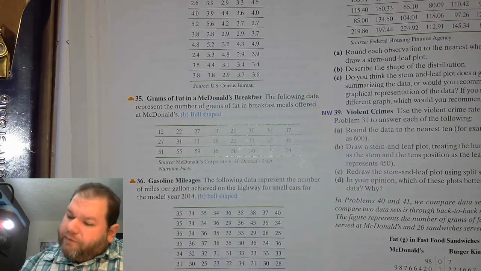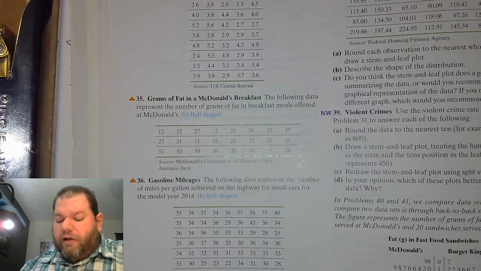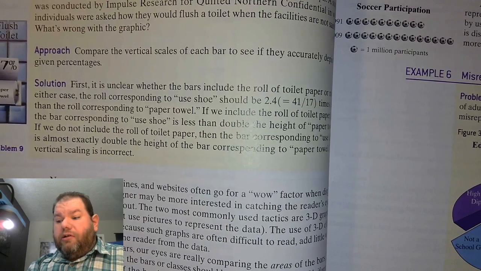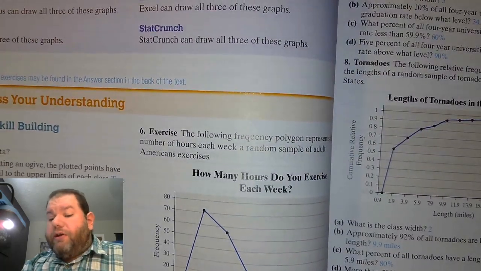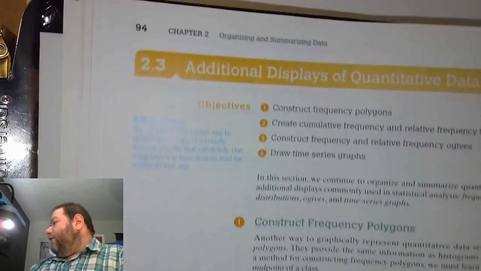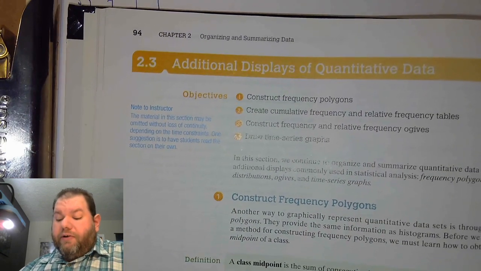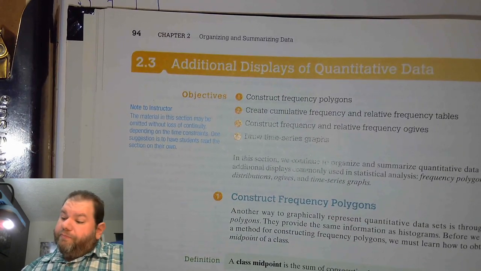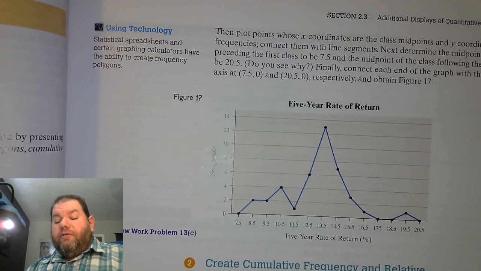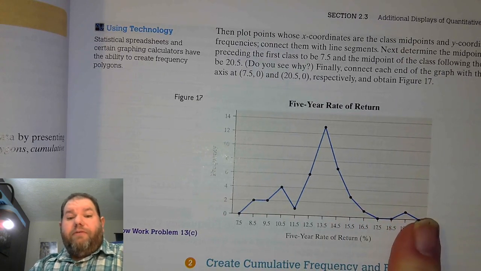Maybe one more I would like for y'all to do. I'll look at it before we wrap things up. In section 2.3, section 2.3 is on additional displays of quantitative data, which is a little hard for you to see there, sorry. And they discuss things like this, which is a line graph, or sometimes we call it a frequency polygon.